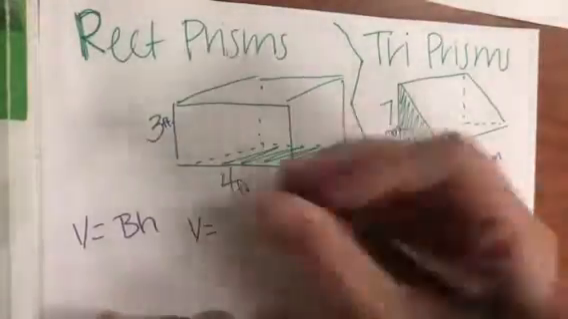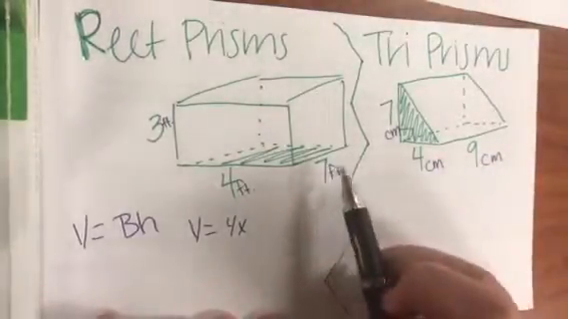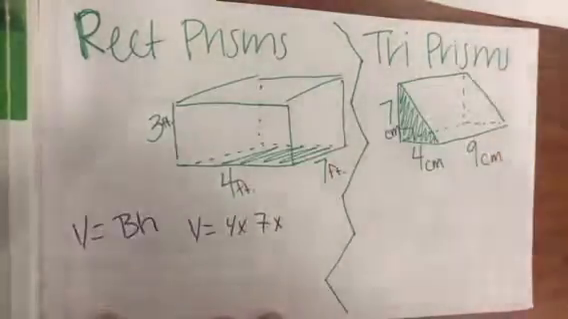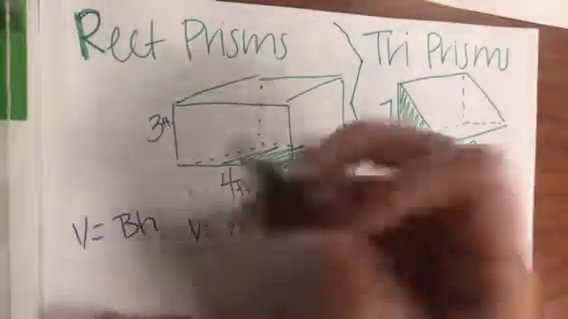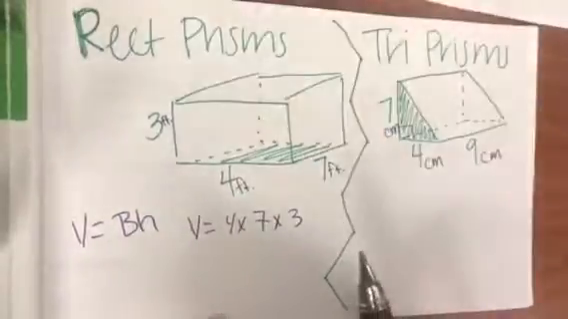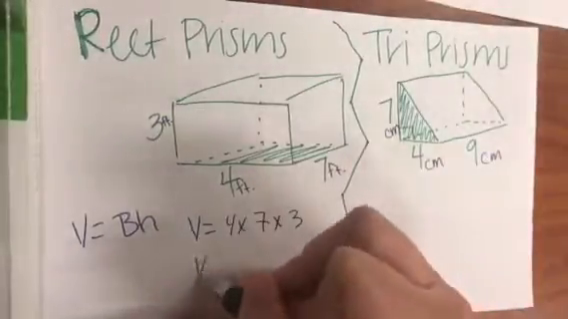So, for volume, we've got the area of our base. The base of the base is 4. And the height of the base is 7. So, 4 times 7. Then the height of the prism is 3. 4 times 7 is 28. And times 3 is 84. So volume equals 84.